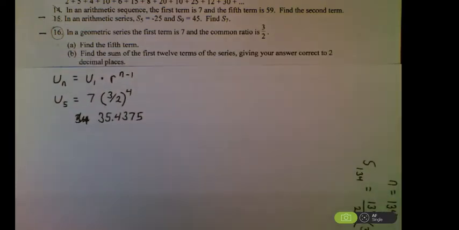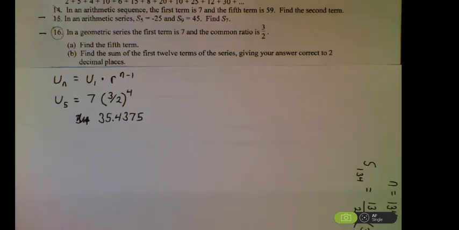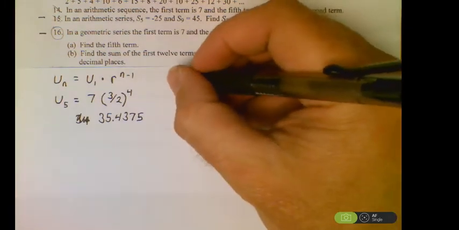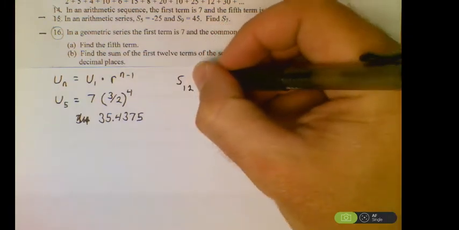So part B now, the sum of the first 12 terms. And here's one that comes with a special set of directions: answer to 2 decimal places, so 2 numbers after the decimal. But it's the sum of the first 12, so we're just using the geometric sum formula, looking for the sum of the first 12 terms.